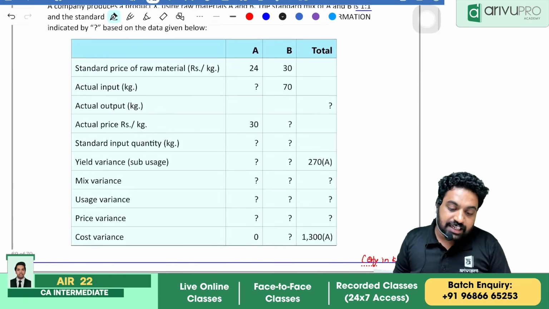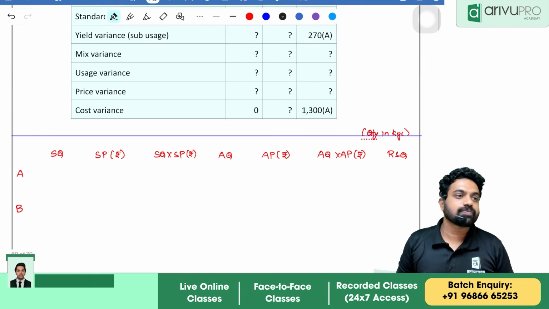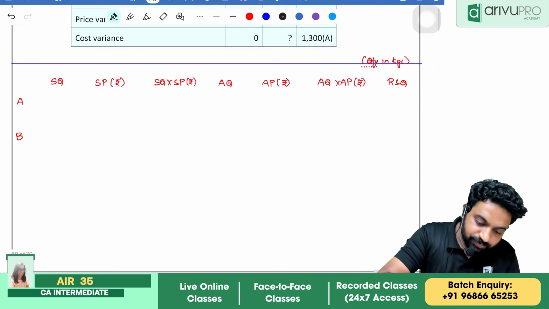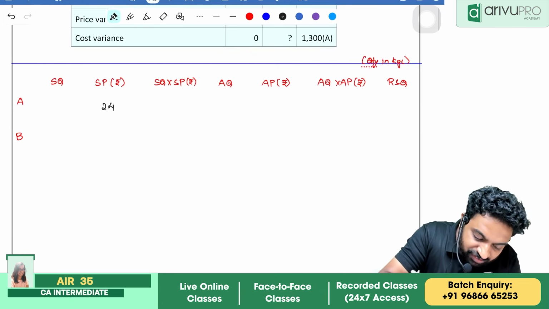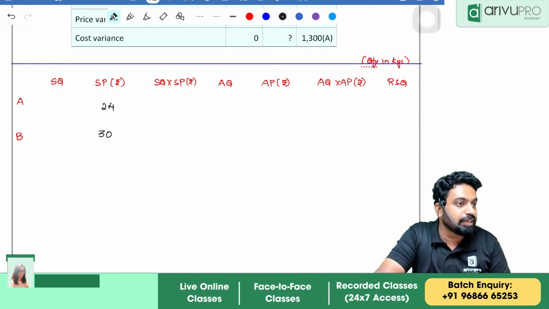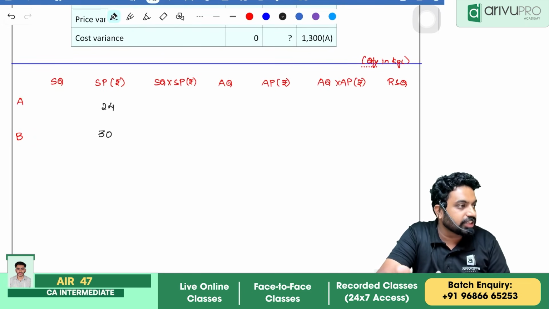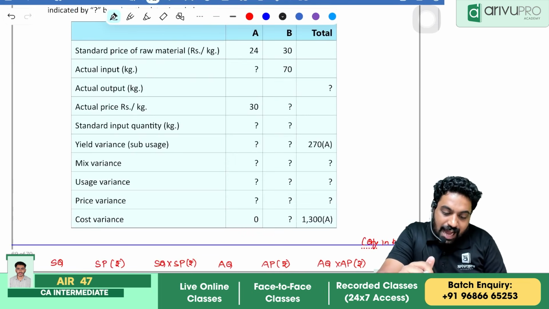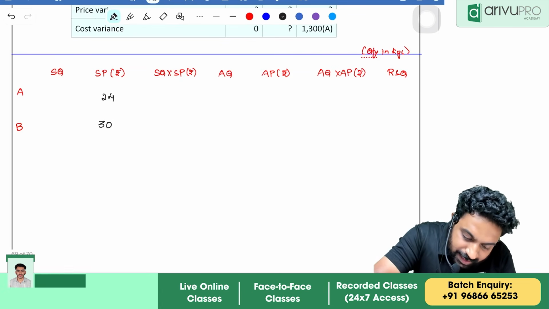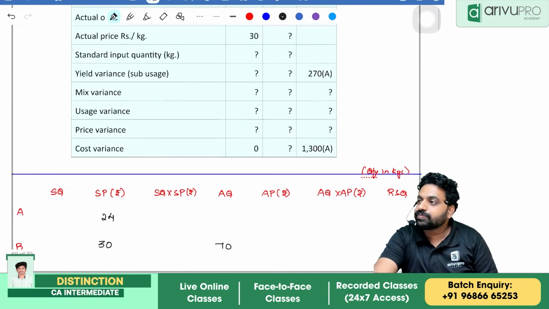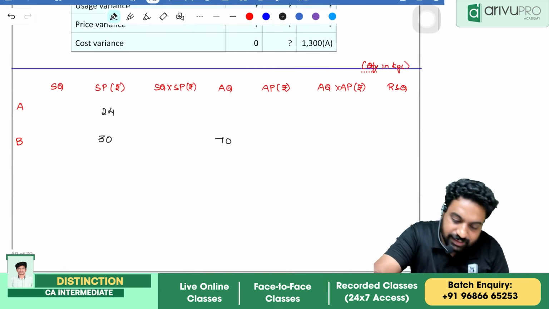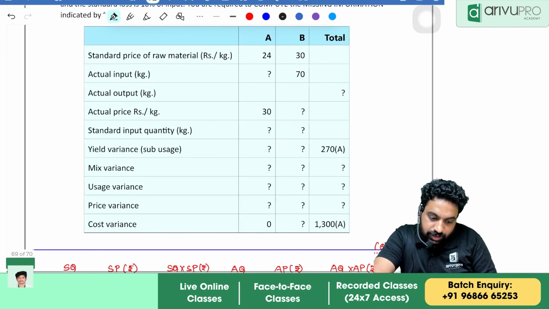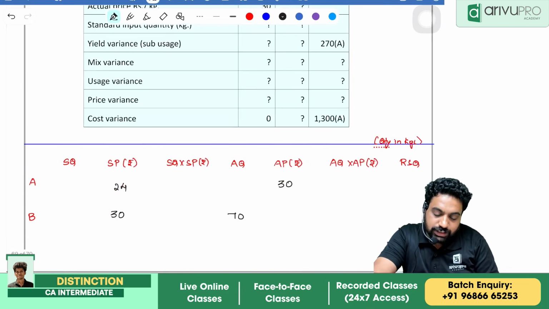Now, standard quantity we don't know. Standard price is 24.30. Sir, but that is standard for standard, no? Per kg, how will it matter whether standard for standard or standard for actual? Standard quantity into standard price, let it be. Actual quantity they are telling B 70. Actual price they are telling A 30. That's all. Correct now?